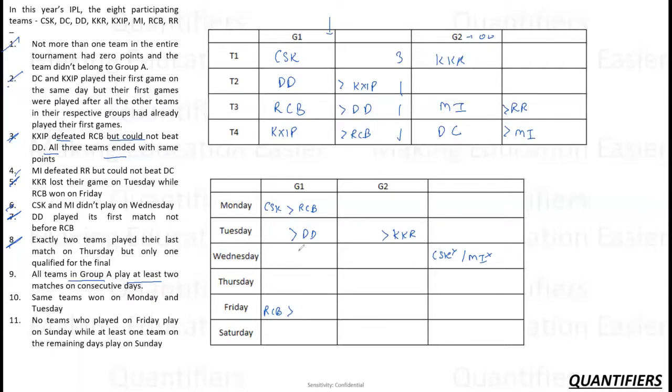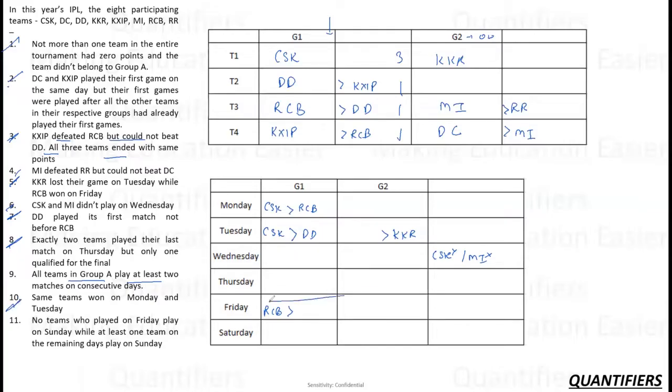Fine, fine. Okay. Same teams won on Monday and Tuesday. Now, same teams are winning on Monday as well as Tuesday. Can I say RCB already lost here, so RCB cannot win here, so which means that CSK must be here. Done. Okay. Done.